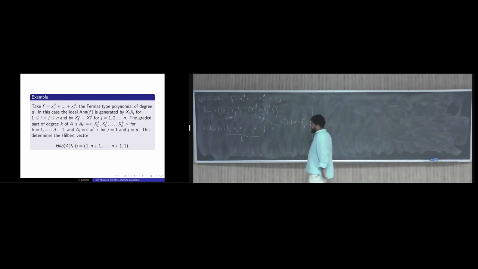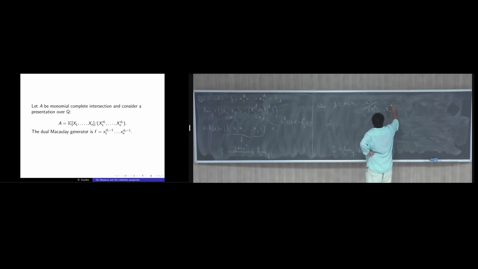So given F, it's easy to compute the ideal, the annihilator of F. On the contrary, in general, given I, which I know is the annihilator of some F, to find F is difficult. But in some cases, it's also easy.